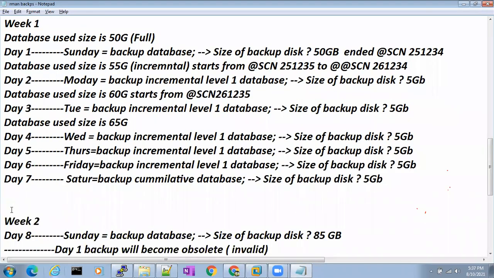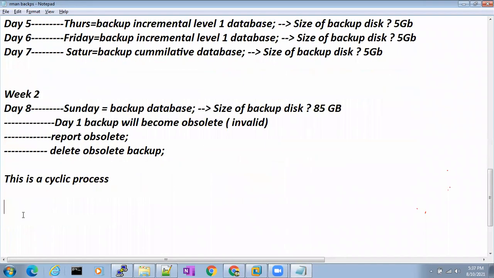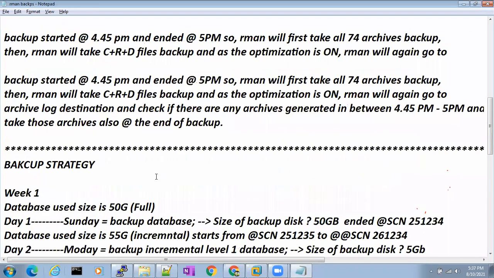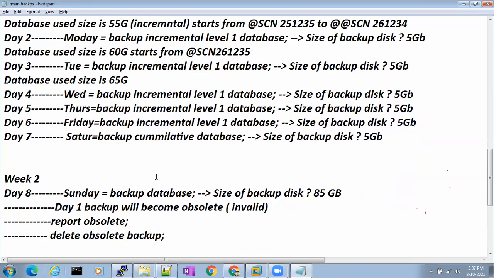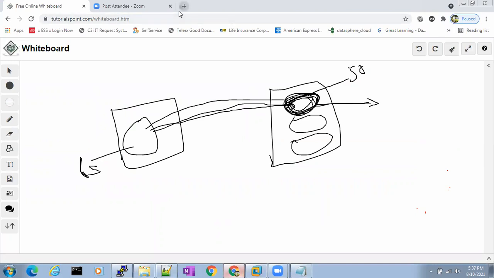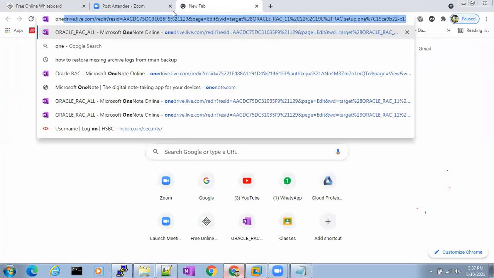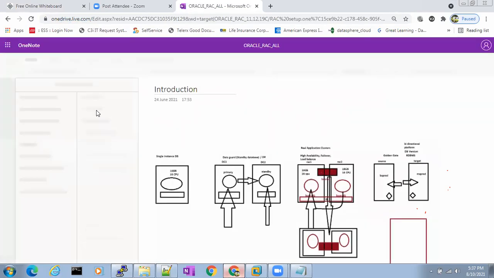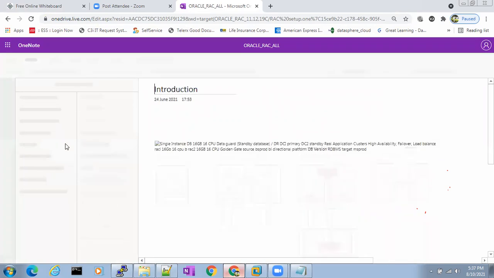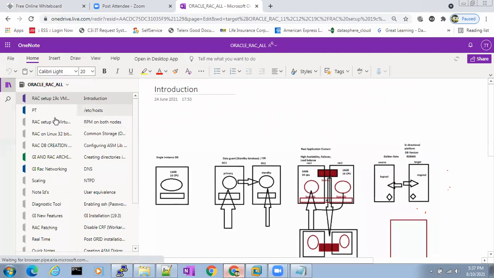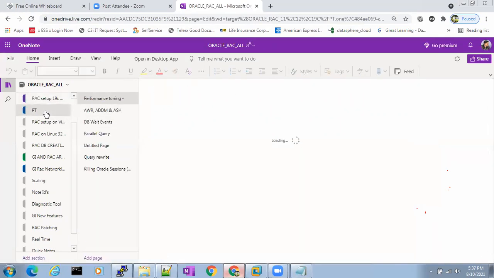I'll give this document to you, and I'll also upload the recording and send it to you so that you can prepare the notes. I will also give you the OneNote. Actually, I'm preparing all the documents for you, module wise. For example, this is for RAC, this is for core database, and this is for performance tuning.